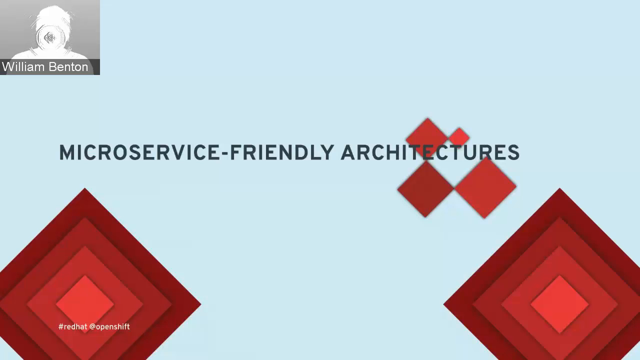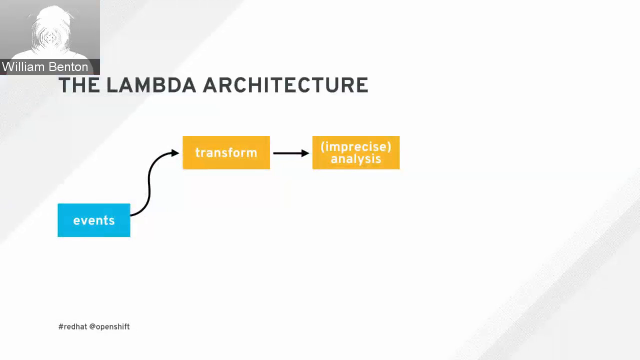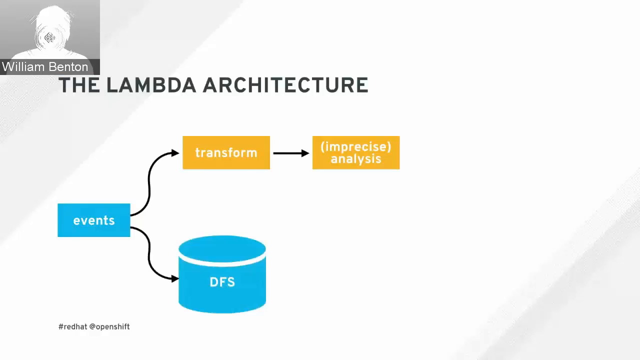The Lambda architecture is an interesting approach to modernizing the traditional data warehouse. The idea is that you have a stream of events arriving, and you're going to multiplex it to a storage layer and a stream processing layer, which is going to perform imprecise but low latency analyses on the data as it arrives, giving you a view of your very latest data.